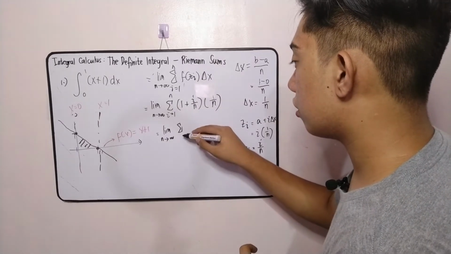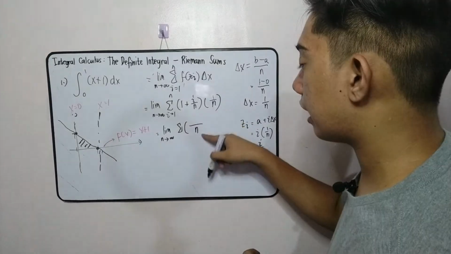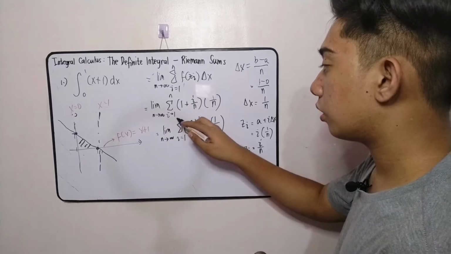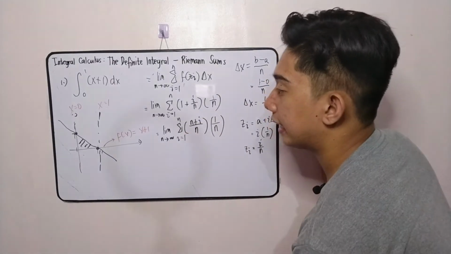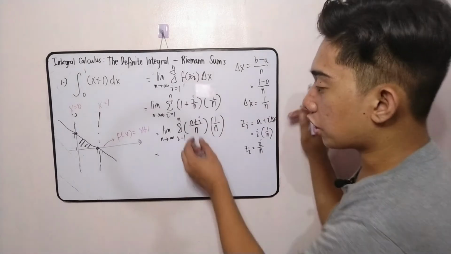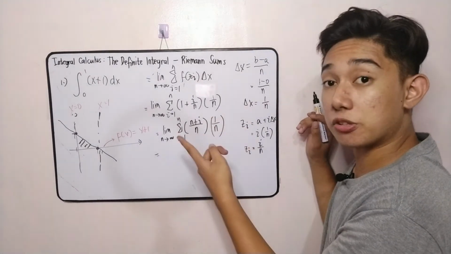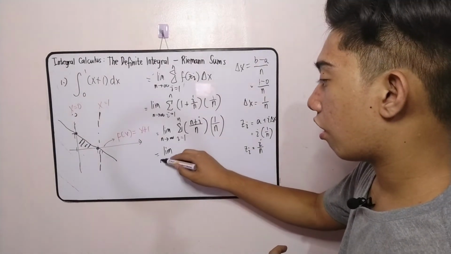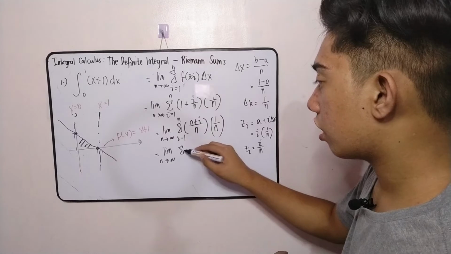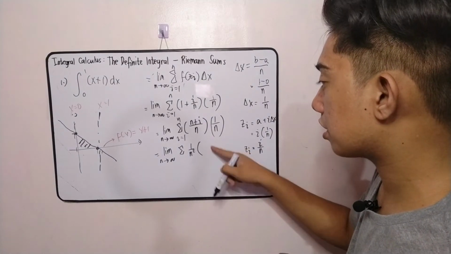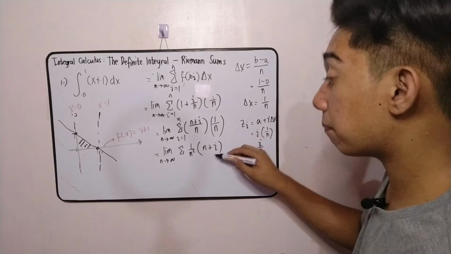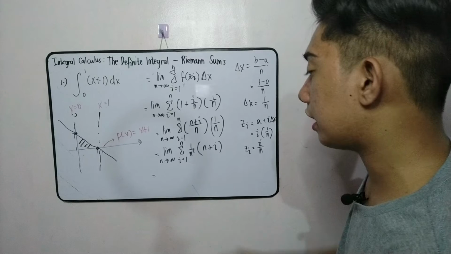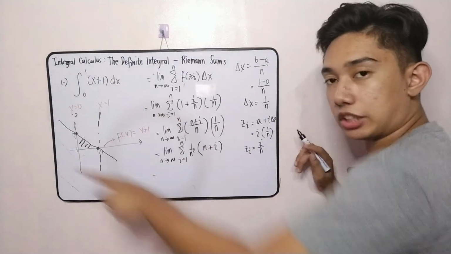So, the summation of n, then this becomes (n plus i) times 1 over n, from i is equal to 1 to n, then as n approaches infinity. The next one, you observe that n can be factored because n is a constant, right? So, let's factor out n. So, the limit of the summation of 1 over n squared times, what remains is n plus i, where i is equal to 1 to n and n approaches infinity.